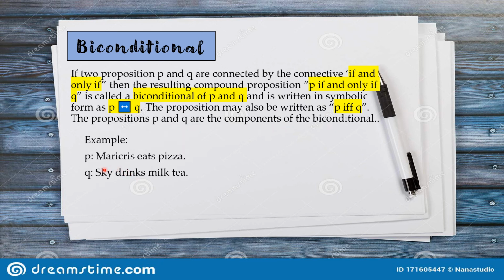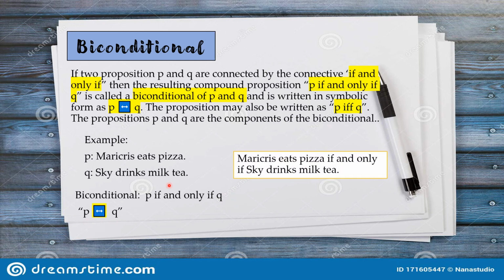Example, biconditional P if and only if Q. In symbolic form, it is P if and only if Q. So, it is Marie Chris eats pizza if and only if Sky drinks milk tea.